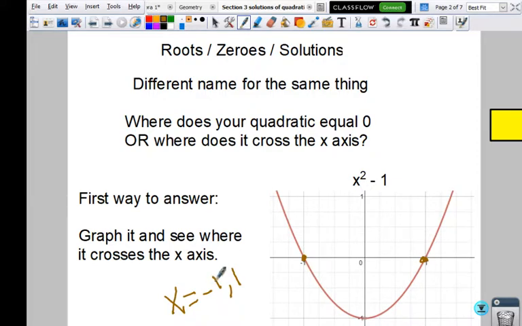They don't really need to be in any particular order. You just got to list them. On the exit ticket, I might say put them from smallest to biggest, but on a test or whatever, it doesn't matter. So that's really the easy way. You just plug them into Desmos and see where they cross the x-axis.